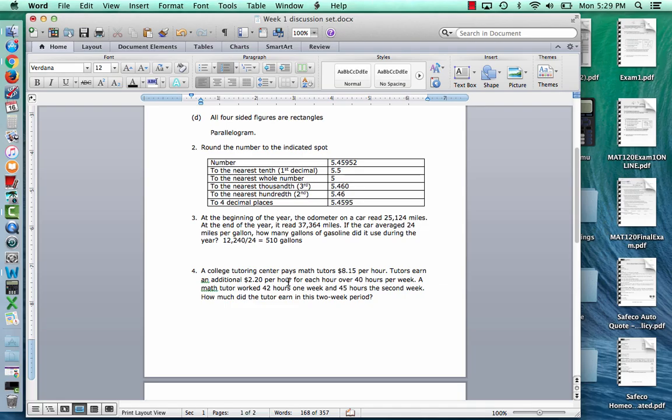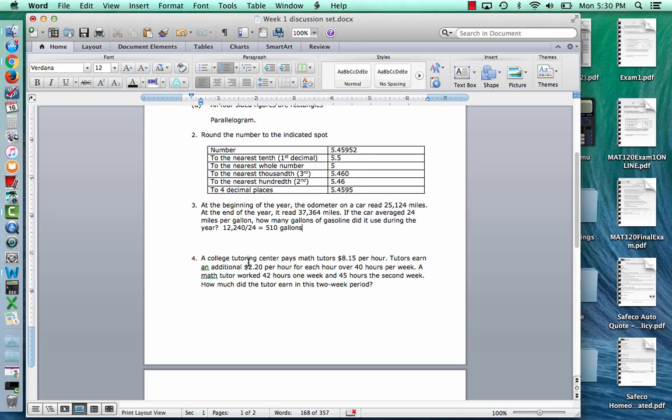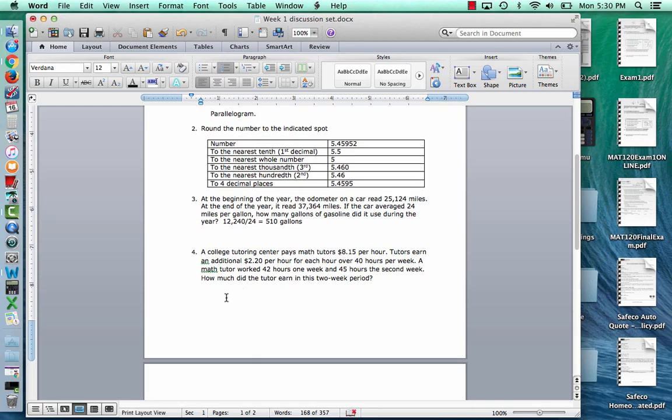Next one, it says a college tutoring center pays math tutors $8.15 per hour. Tutors earn an additional $2.20 per hour for each hour over 40 hours per week. A math tutor worked 42 hours one week and then 45 hours the second week. How much did the tutor earn for the 2-week period?